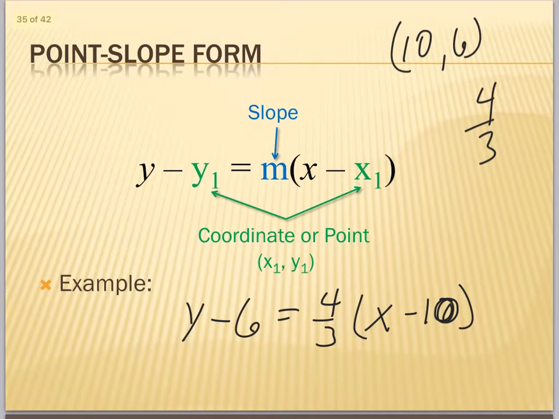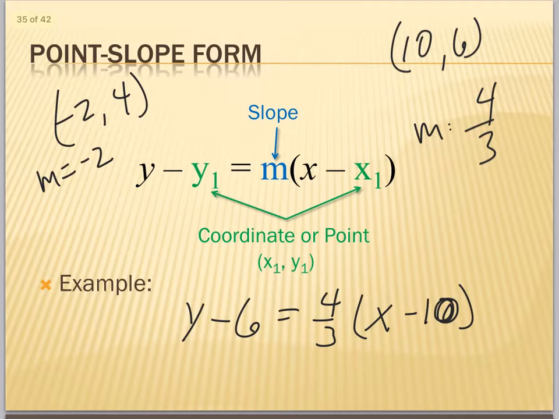Now again, alternately, if those had been negative numbers, so if I gave you something like this instead, if I gave you negative 2 and 4, and I gave you a slope, so this was m over here, by the way, I gave you a slope of m equals negative 2. So I'll write this one in red so you can keep it separate. This would look like y minus 4 equals negative 2 times x plus 2.